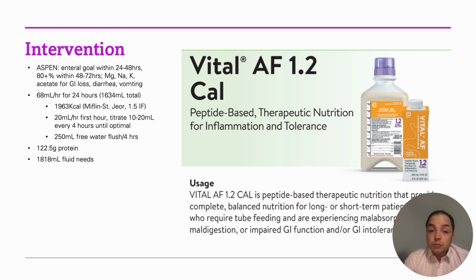The recommendation will be 68 milliliters per hour for 24 hours, starting with 20 milliliters for the first hour and titrating 10 to 20 milliliters every 4 hours until the optimal dosage is reached. That, in concert with a 250 milliliter free water flush every 4 hours, will help the patient reach her needed 1,800 milliliters of fluid.